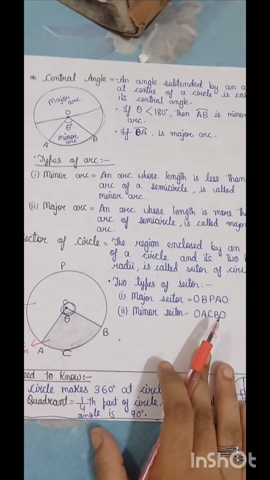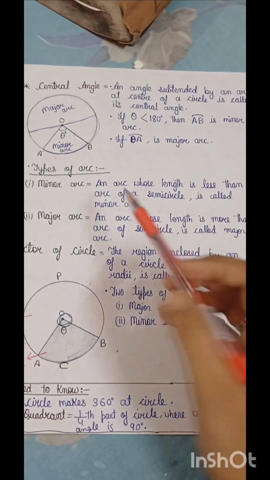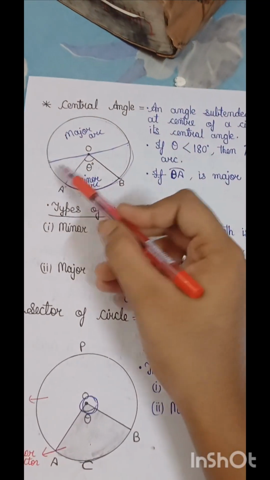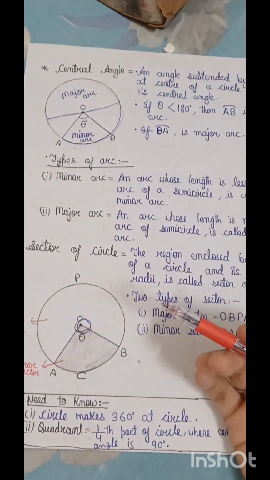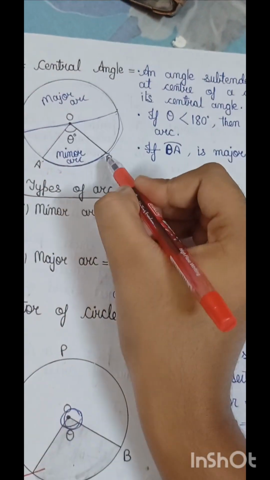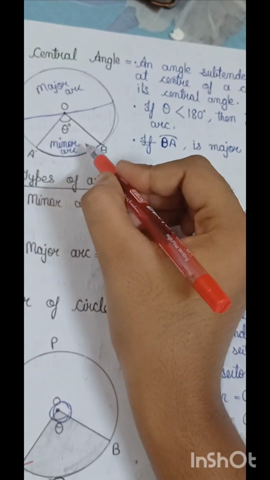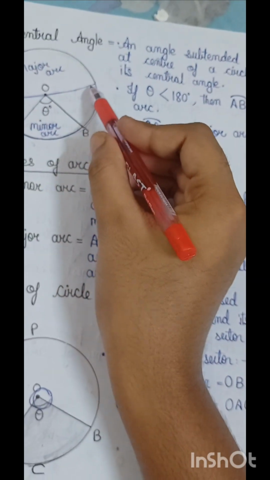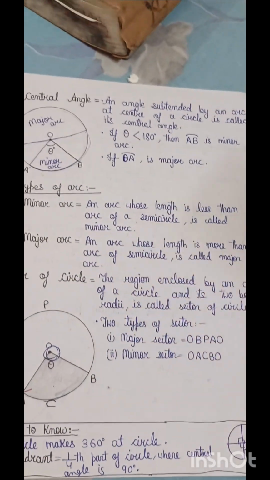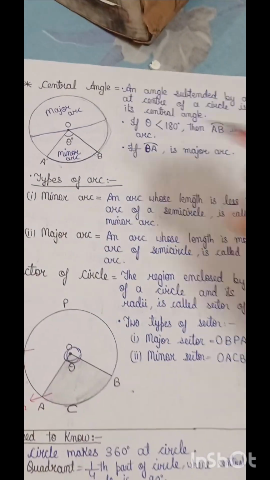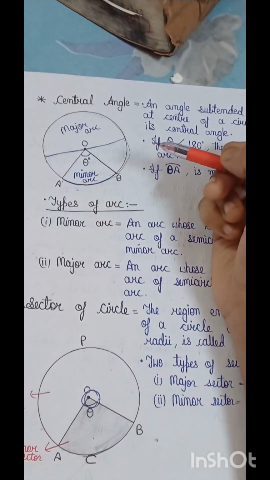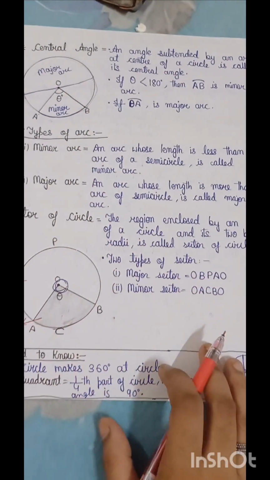Coming to the next, arc. So there are basically 2 types of arc. A minor arc is an arc whose length is less than the arc of a semicircle. A semicircle is basically half of the whole circle. As you can see here, AB is an arc and it has an arc length less than this whole semicircle. Okay, and the major arc is just the opposite. It has a length more than the arc of a semicircle. Fine. So from B to A, it is the major arc, and from A to B, it is a minor arc. Fine.